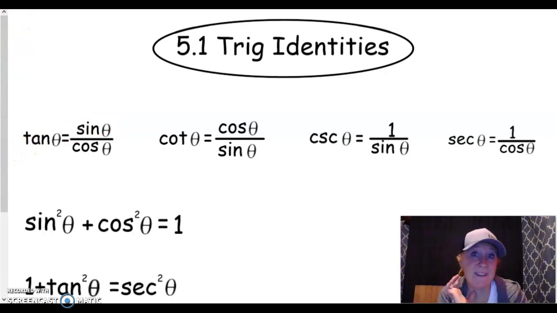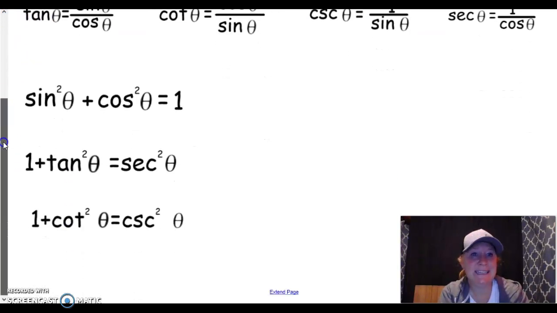Then we have the Pythagorean identities. So sine squared plus cosine squared equals 1, which makes sense. A squared plus b squared equals c squared, and we're on the unit circle, so the x squared plus the y squared is going to equal the hypotenuse squared. Some other things: 1 plus tangent squared equals secant squared, and 1 plus cotangent squared theta equals cosecant squared theta.